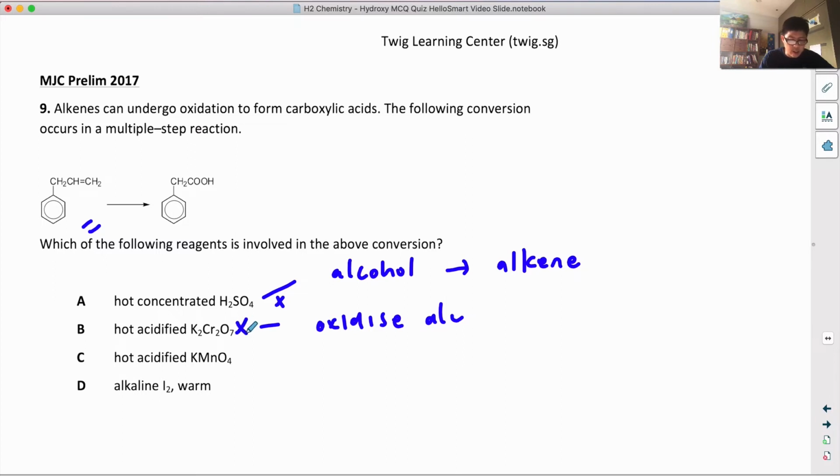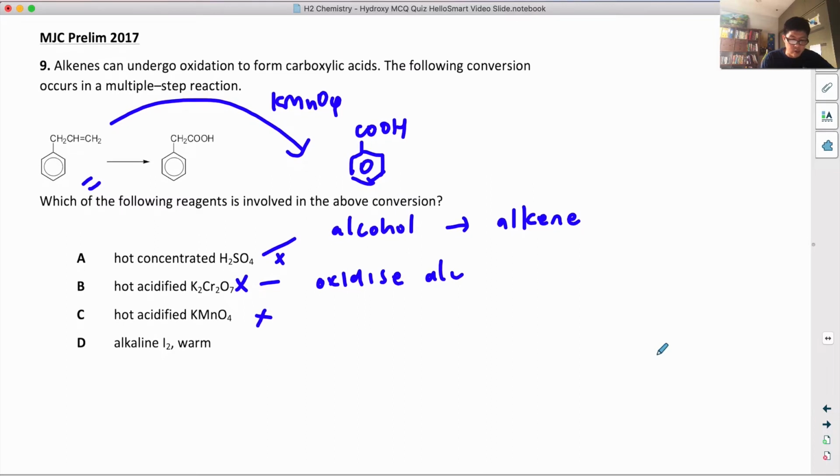If I use hot acidic KMnO4, you realize it will be converted to benzoic acid. It's what you call side chain oxidation of the benzene ring. So the entire side chain will become benzoic acid. So this is also wrong. Why is the last answer correct? Let's see why the last answer is correct. The first step is like that. I'm just going to do the whole thing with everybody.